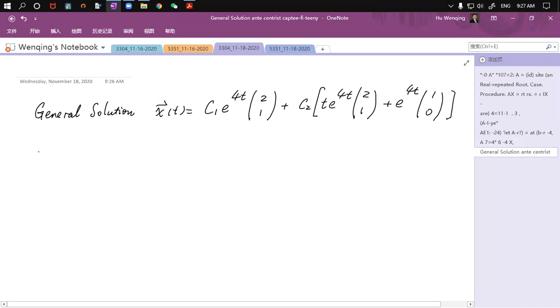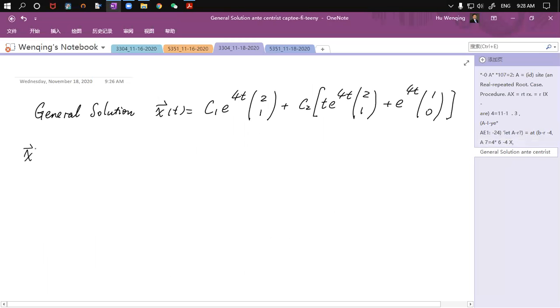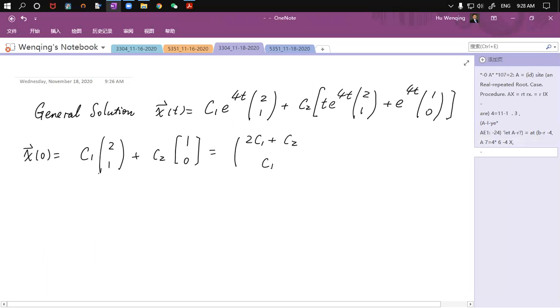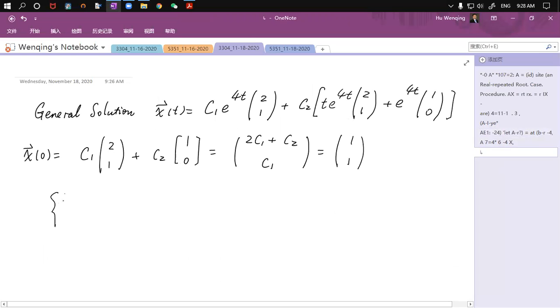Therefore, we're going to look for a particular solution. Remember, the initial condition says that x of 0 is 1, 1. So x of 0 is c1 multiplied by 2, 1 plus c2 multiplied by, when t is 0, you don't have this term, so this is 1, 0. So this is going to be 2c1 plus c2 and c1, which equals 1, 1. That means 2c1 plus c2 is equal to 1 and c1 is equal to 1. So c1 is 1, and c2 is minus 1, because 2c1 is 2.